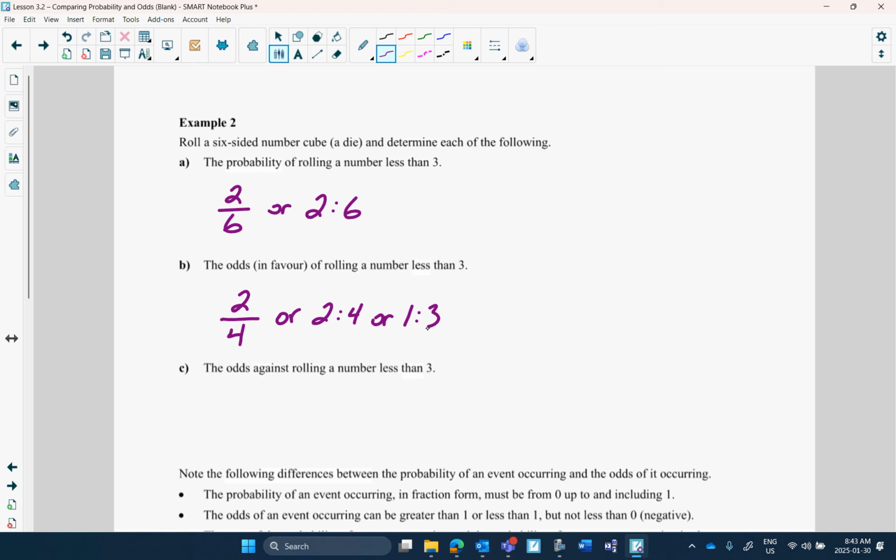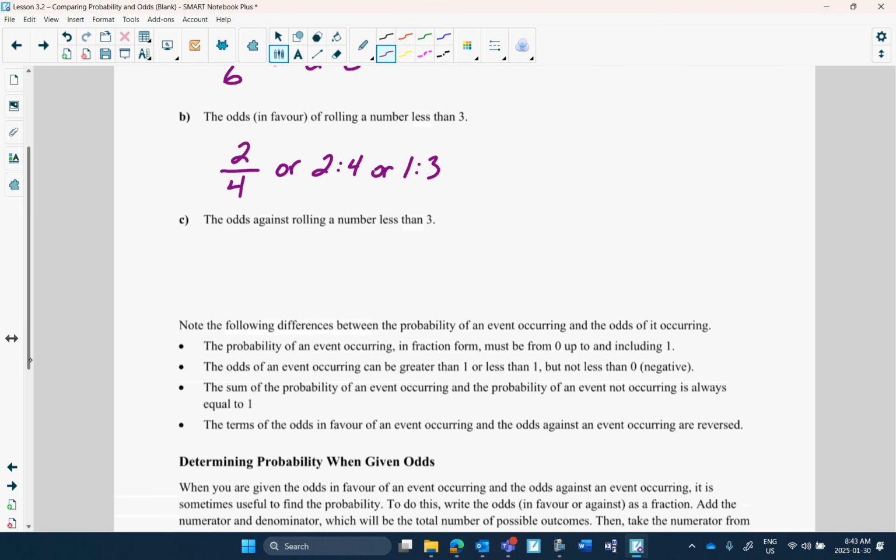So, relating to sports, the Jets' odds of winning tonight are 3 to 1. That means if they played 4 games, the Jets would be expected to win 3 and lose 1. Anyway, going back to this. What's the odds against rolling a number less than 3? 4 to 2. Oh, sorry, the odds in favor are 1 to 2, not 1 to 3.